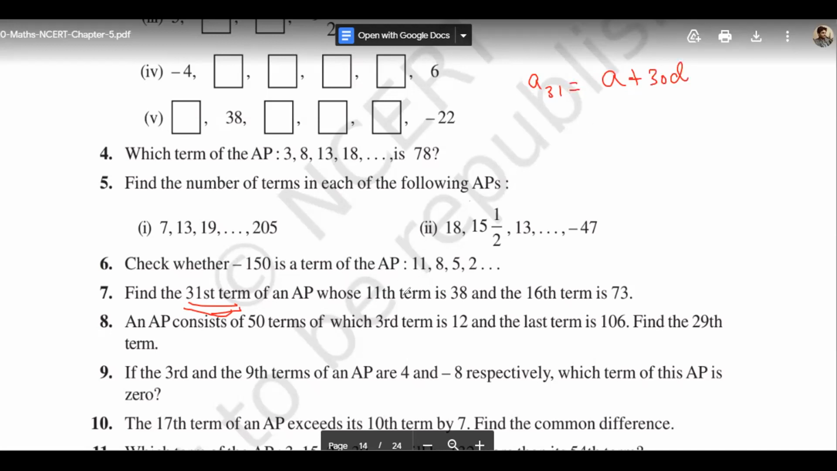And similarly, it is being given to you that the 11th term, means A11 of this AP, is A11 will be A plus 10D, and whose value is 38. It is being given to you, and the 16th term A16 is equals to A plus 15D, and that would be equivalent to 73. Calculate this value.